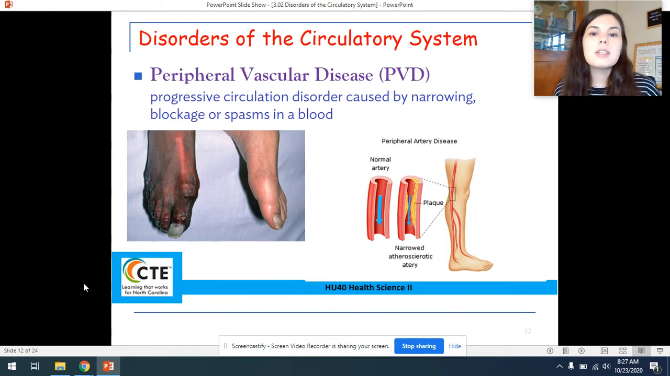Peripheral vascular disease, or PVD, is a progressive circulation disorder where the blood vessels, most commonly in the legs, are narrowed, and it causes a blockage. Typically with peripheral vascular disease, we'll see a lot of swelling in one limb or the other. This can happen in other parts of the body, but it's very common to see symptoms in the legs.